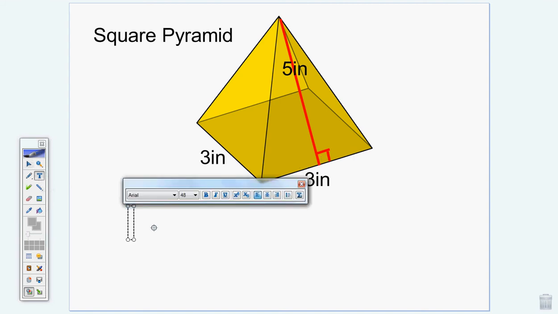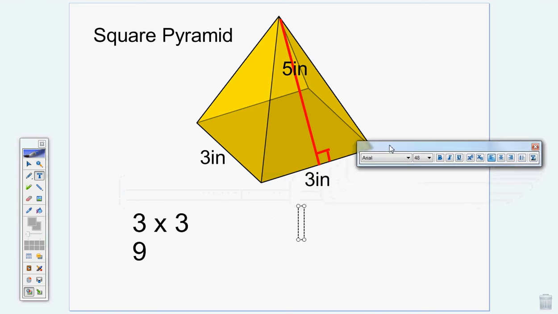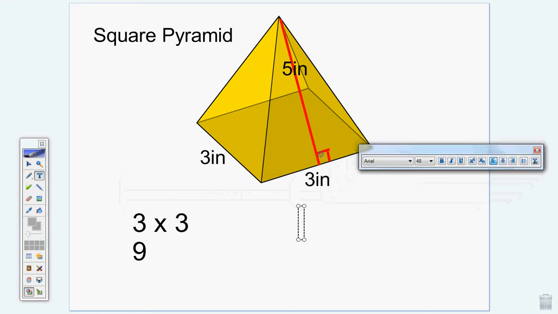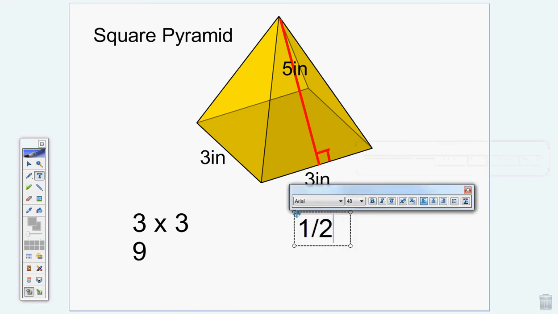So the base is just 3 squared. So the base is 9, and we got it taken care of. Now, the triangle here is 1/2 base times height. 3 times 5. 15. Half of 15 is 7.5.